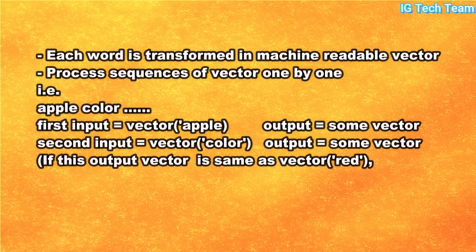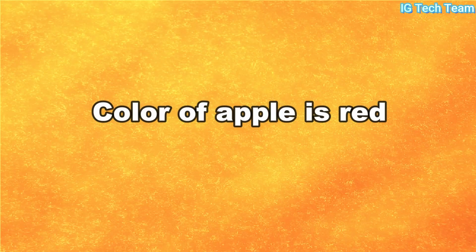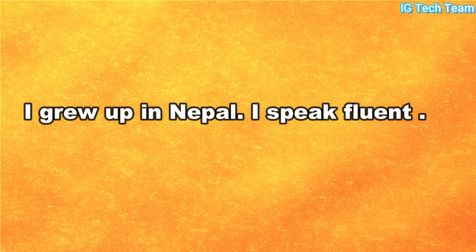If the next word to be predicted is dependent on another word that is far away, then this may fail to predict accurately. For example, if we have the sentence, color of apple is, RNN may return the true answer, that is red. But if we have another sentence, I grew up in Nepal, I speak fluent, the word to be predicted is dependent on the previous sentence. At this time, RNN may fail.